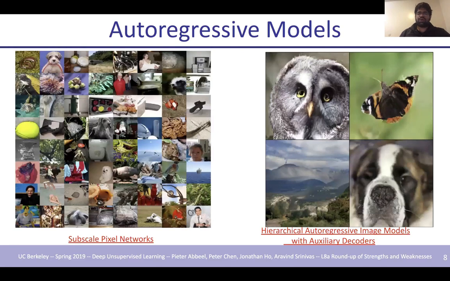So over time, the autoregressive modeling community has expanded further and further in terms of the level of engineering and architectural innovation. On the left, you can see the subscale pixel networks, which have very coherent samples because of the clever conditioning mechanisms they use. On the right, you see hierarchical autoregressive image models with auxiliary decoders, where the idea of using latent space autoregressive models was introduced by quantizing representations of autoencoders and then modeling the latent space with a PixelCNN, which is also similar to the VQ-VAE idea that you've seen in the VAE lecture.